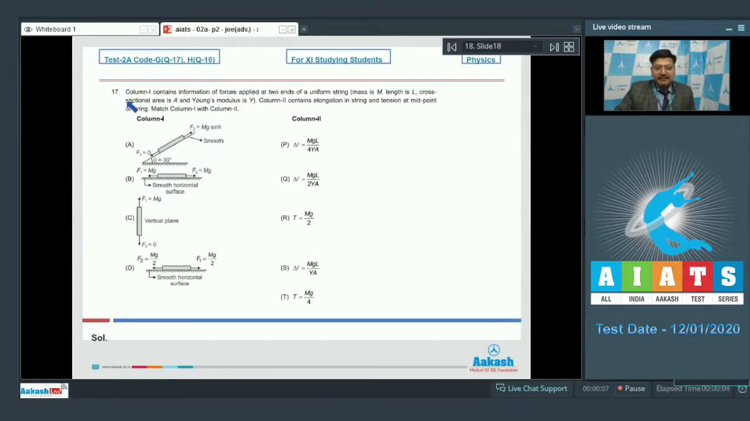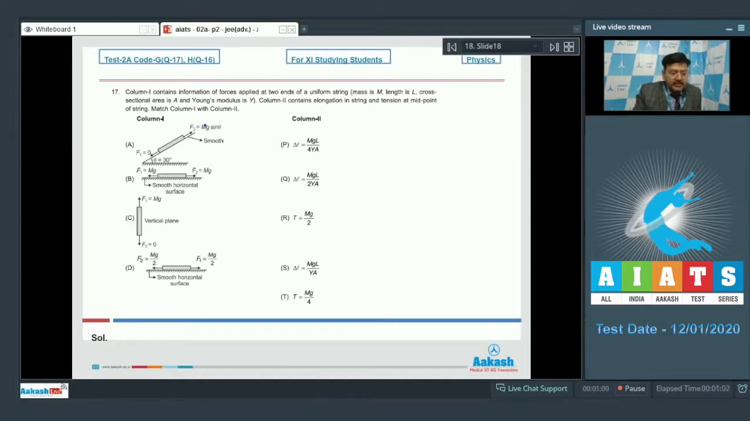Question 17 says, column 1 contains information of forces applied at two ends of a uniform string. Mass is m, length is l, cross-sectional area is A, and Young's modulus is Y. Column 2 contains elongation in string and tension at midpoint of string. Match column 1 with column 2. Okay, so there are four situations given here in column 1, and in column 2 we have parameters like delta L, T.